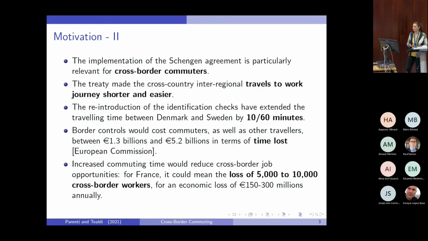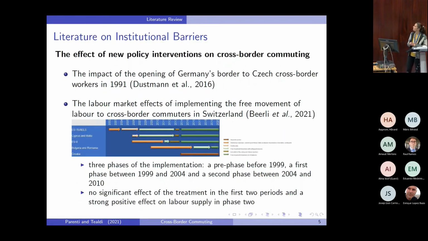And the most important obstacles between the countries are both institutional and cultural, and also, let's say, language barrier. So the literature on institutional barriers is growing in the last years, and in particular, we relate to two papers. The first one is Dustmann and co-authors, 2016, which analyzed the impact of the opening of Germany's border to the Czech cross-border workers. And the most similar paper is the one by Beerli and co-authors in 2021, which analyzed the labor market effect of implementing the free movement of labor to cross-border commuters into Switzerland.